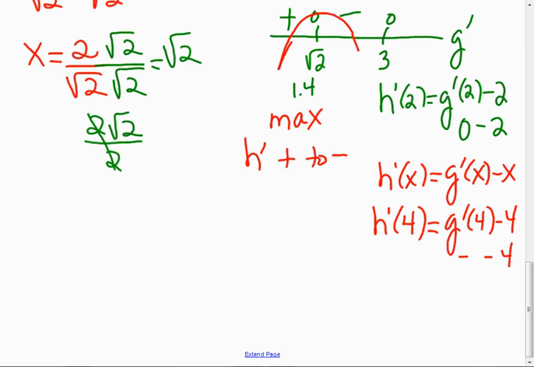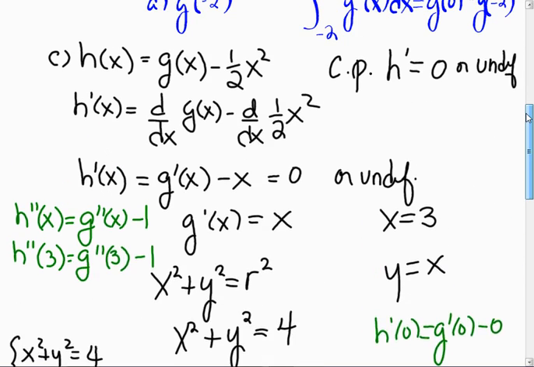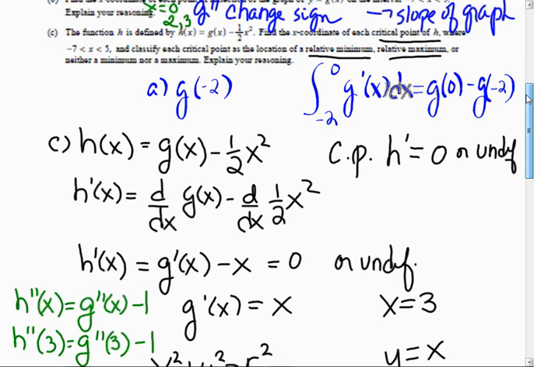So what's going to be true about H prime of 4, positive or negative? It's negative. So now what's going to happen to my function? It's going to keep decreasing, level off, and then decrease. So you have a change in concavity there. So you have a max at, I better say where, x equals square root of 2. Did it ask for the where or the what? I've got to go look. Find the location, so it's the where.